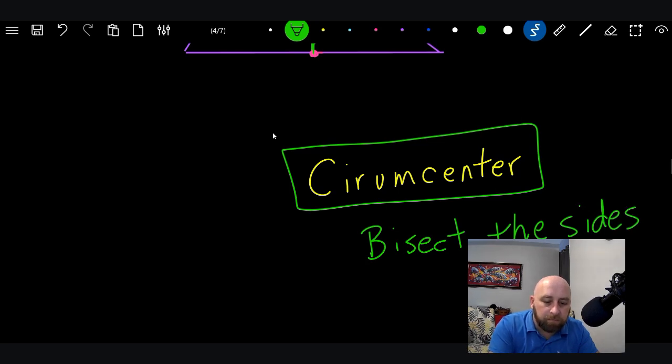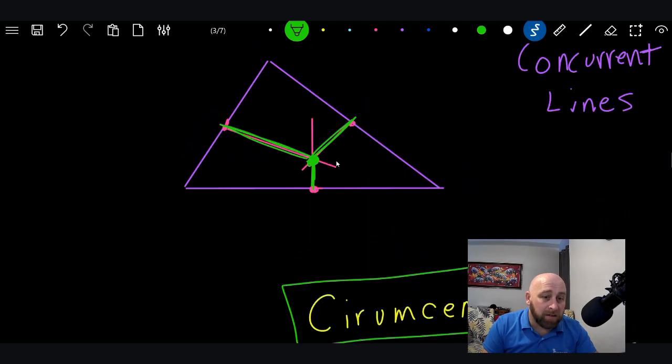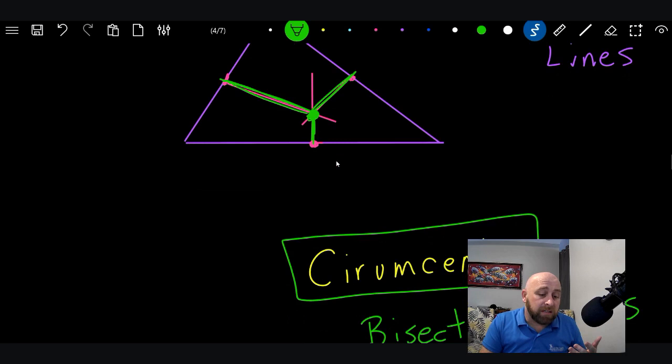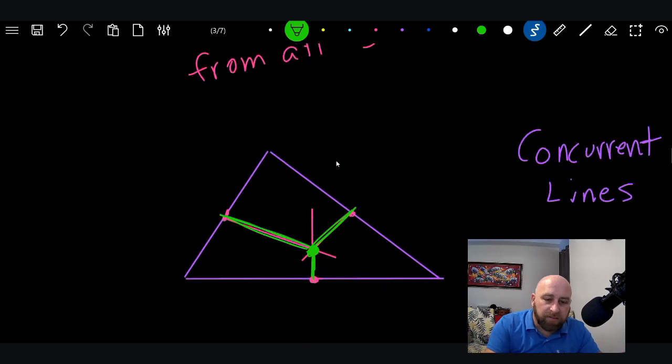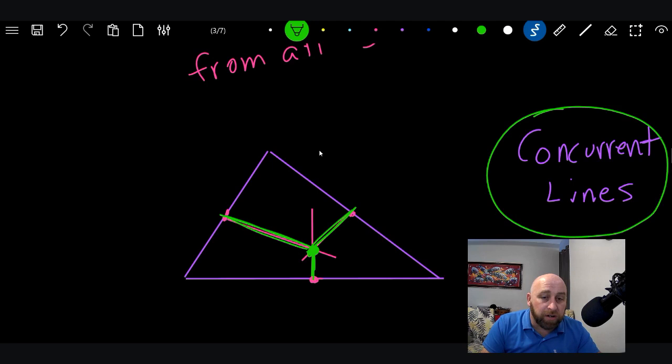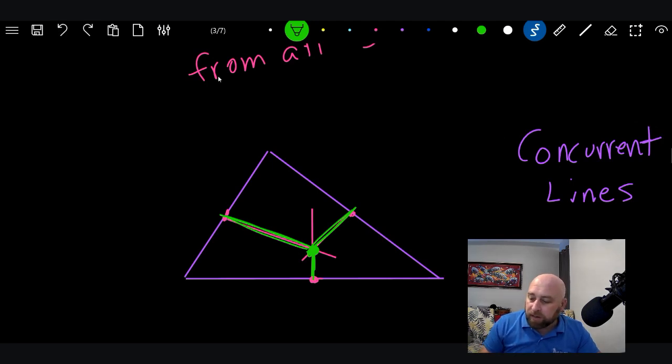Okay, with perpendicular lines. When we bisect the sides with perpendicular lines, the point that we create is called the circumcenter. Now, I wrote another word up here that you might have seen while I was talking about that: concurrent lines. The definition of concurrent lines is on page 109.